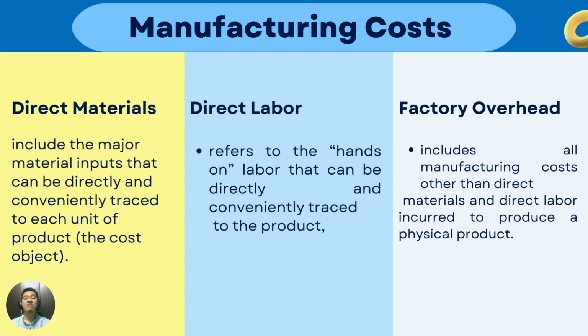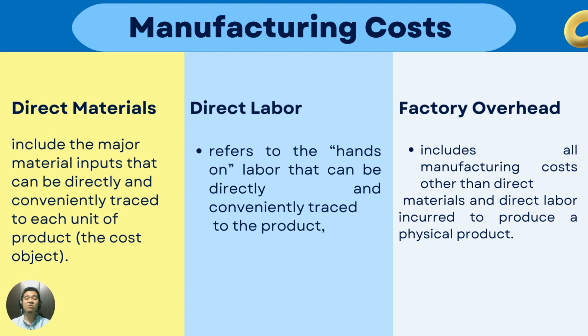Next, we have direct labor. Direct labor refers to the hands-on labor that can be directly and conveniently traced to the product. Examples are the wages of employees in the pizza production. Continuing our example, the direct labor is the labor of the employees in the production at Pizza Hut who produce the pizza. Their salary is direct labor.